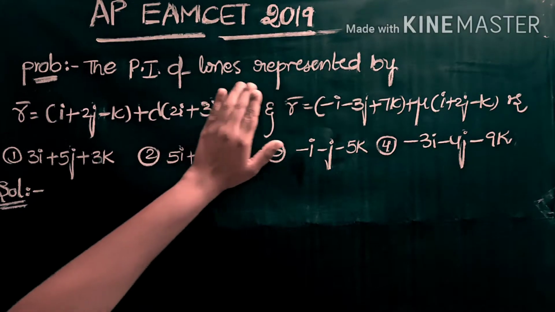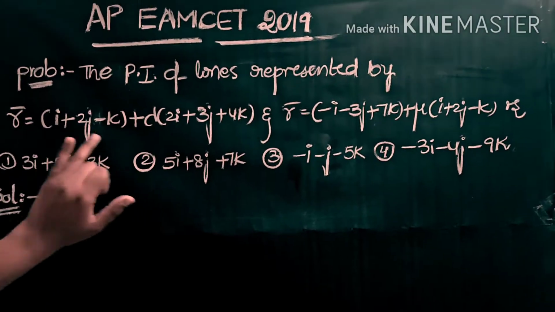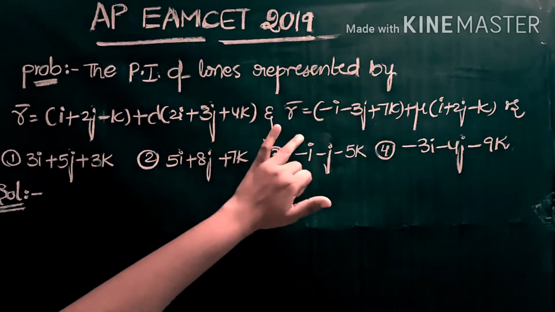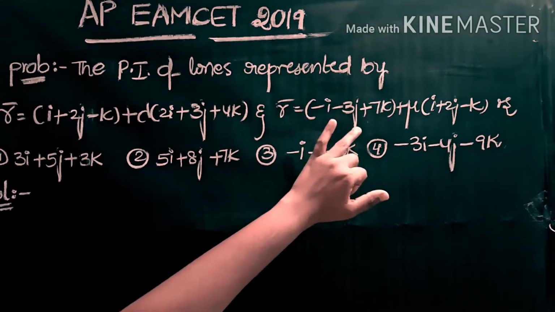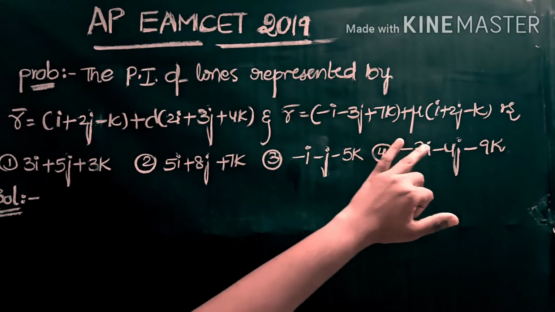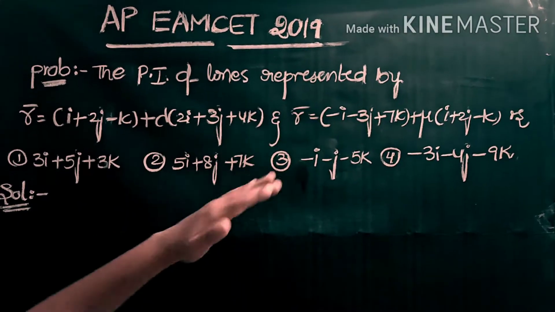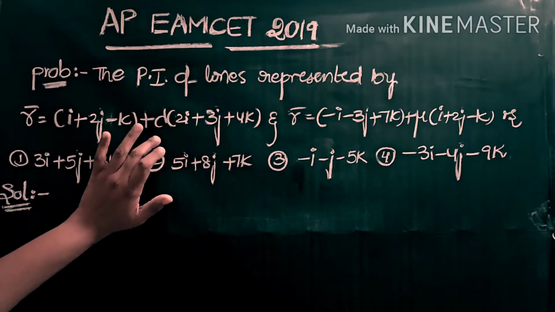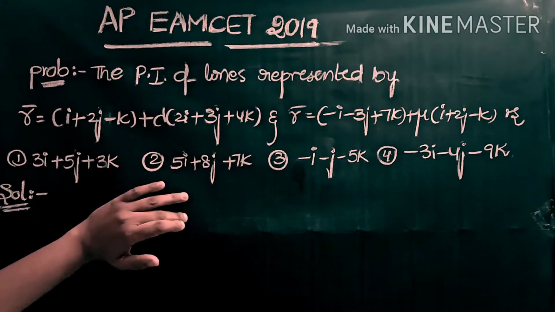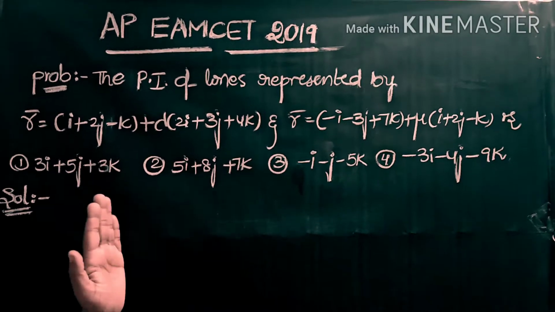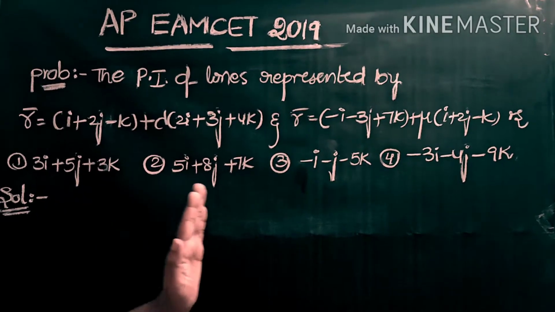The point of intersection of lines represented by r = i + 2j - k + lambda(2i + 3j + 4k), and r = -i - 3j + 7k + mu(i + 2j - k) is? Now we have to find the point of intersection of these two lines. So to find the point of intersection, first we have to convert the given vectors into the form of xi + yj + zk, that is the i component plus the j component plus the k component.